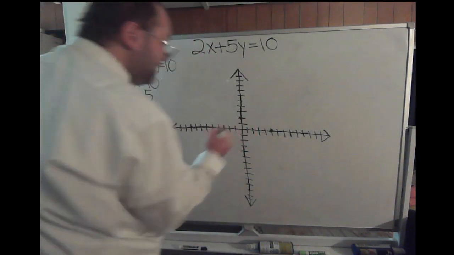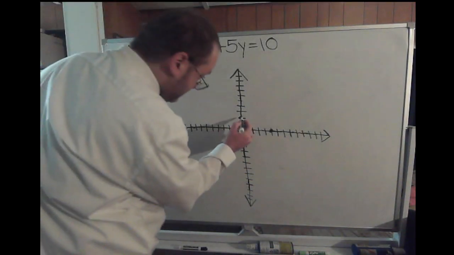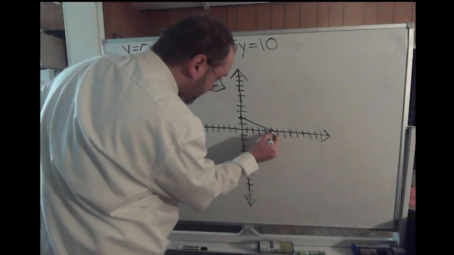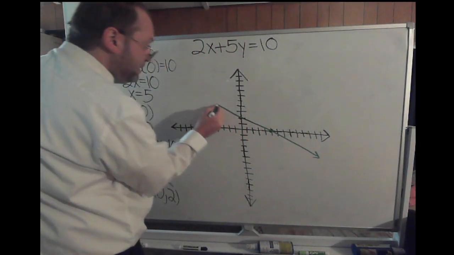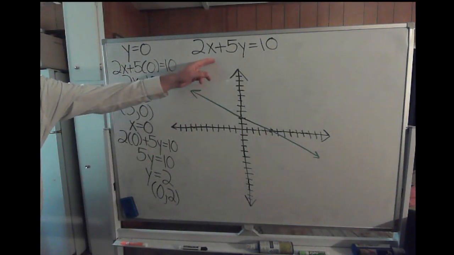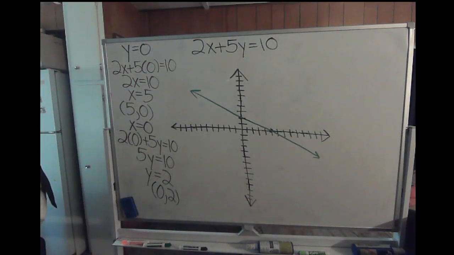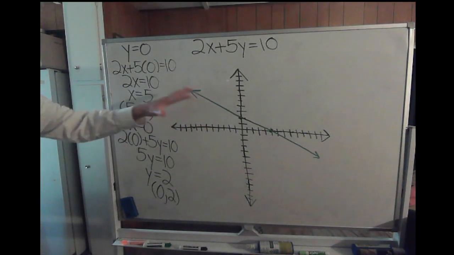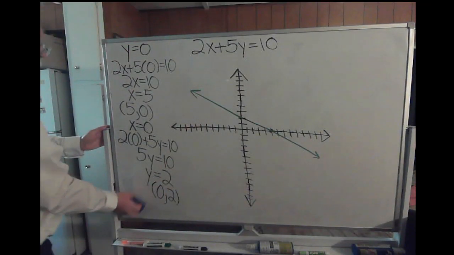And that's right there. Now let's connect the dots and plot. And that is roughly what 2x plus 5y equals 10 should look like as a graph. The reason it's a line is that there are infinite points. It just keeps going to infinity. That's why it's a line.